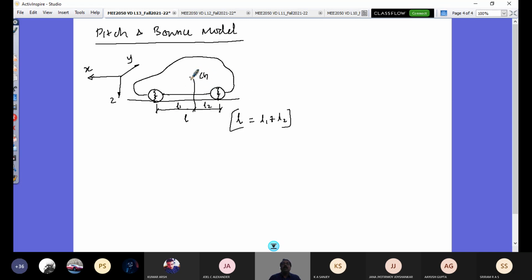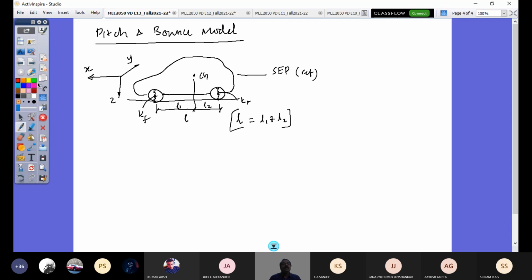I would take only the sprung mass, and that sprung mass is now at its static equilibrium position. What I mean by static equilibrium position is that this sprung mass is seated on the suspension spring. So this is the front suspension spring KF, and this is the rear suspension spring KR. So this is seated, and it is resting at its static equilibrium position. So this is my reference. From this reference, I am going to have my two motions.